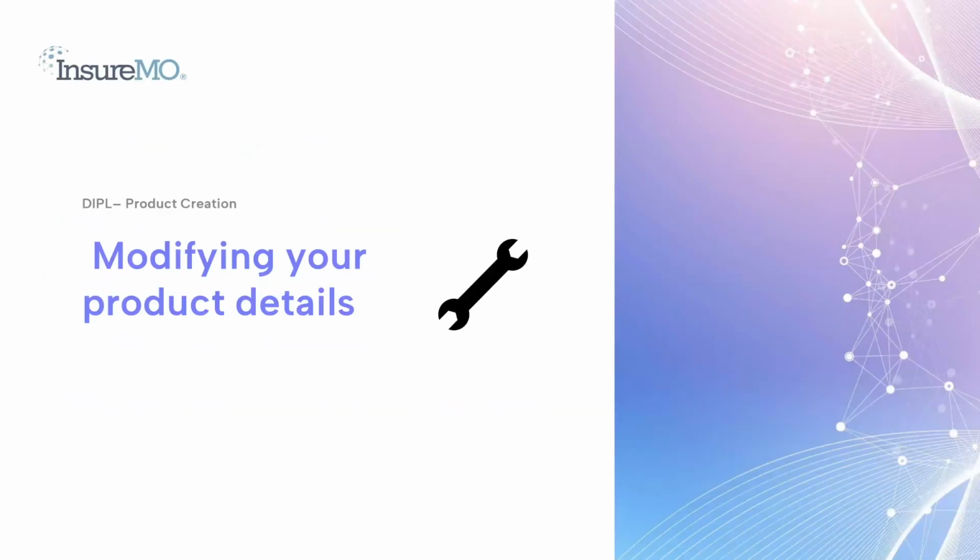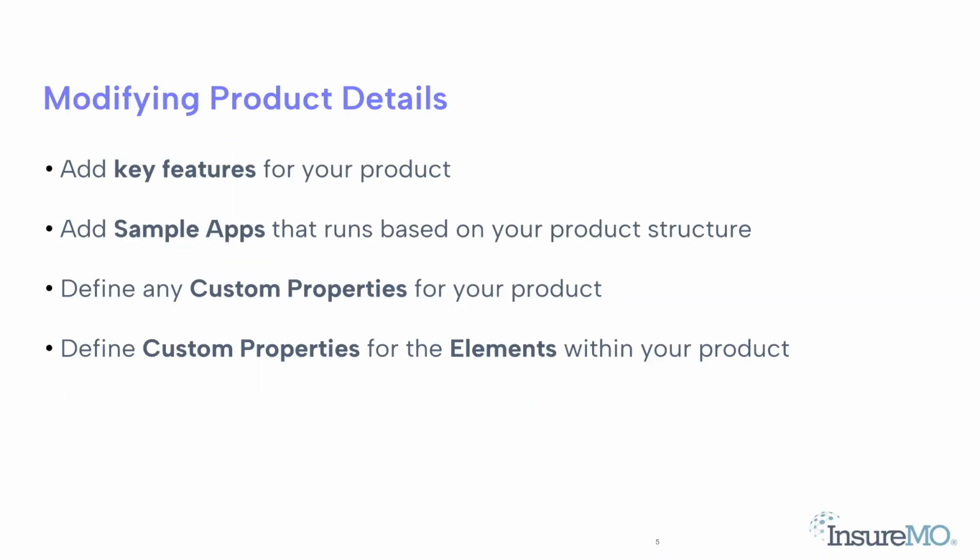First, let's start with modifying your product details. When it comes to modifying your product details, there are a few details you can define and modify. First is your key features. You can use your key features to highlight the main properties of your product. And then, if you have any sample apps that run based on your product structure, you can link them to your DIPL product. After that, if you want to define any new custom properties for the elements in your product, you can do so. Let's have a quick look at these.